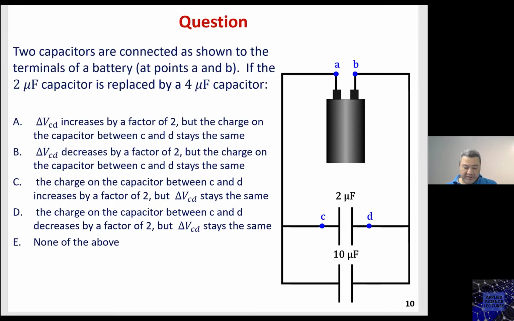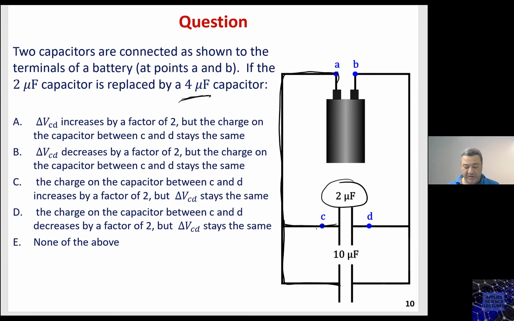Let's move to the next question. In this question, we have two capacitors that are connected in parallel, as shown here at points C and D. Now, C and D are the same as A and B. We have to be aware that this whole wire will have the same potential everywhere. So A is the same as C and B is the same as D. Here, this is a 2 microfarad capacitor, and this one was replaced with a 4 microfarad.